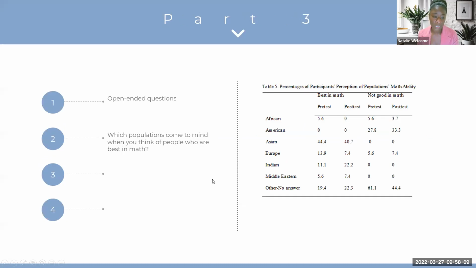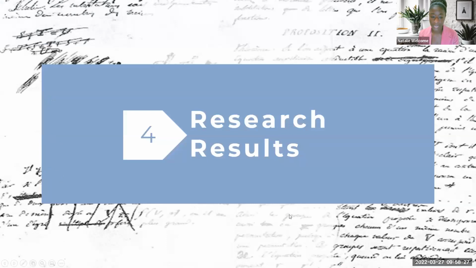And there were open-ended questions. Which populations come to mind when we think of people who are best in math, and which populations come to mind when we think of people who are not good in math? Asians are good, Americans are not good. Again, this is a school in the United States.